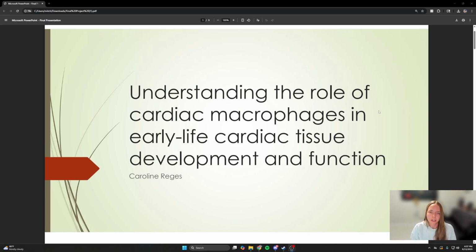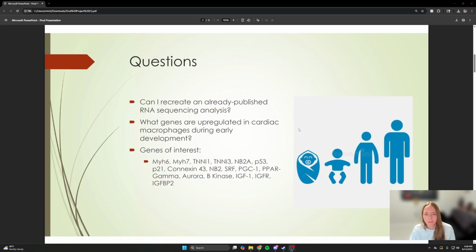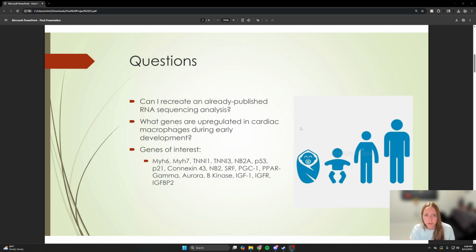All right, so my project is understanding the role of cardiac macrophages in early life cardiac tissue development and function. I come from a cardiology lab at CU Anschutz, and while a lot of my lab is mostly wet lab work, I thought I could use this class as an opportunity to get some more experience doing RNA sequencing, because this is something I'd never done before.